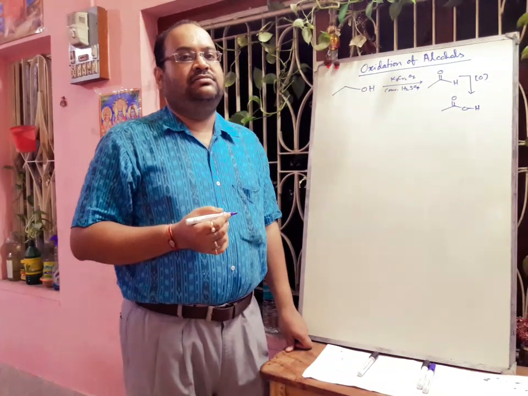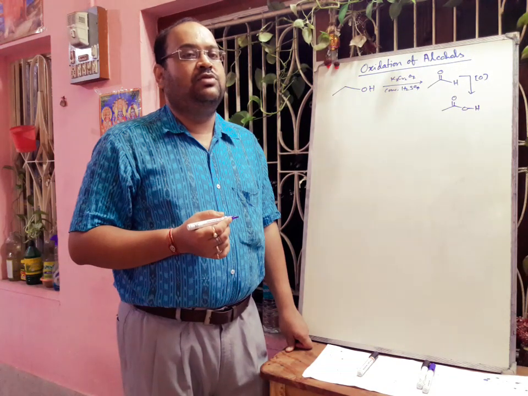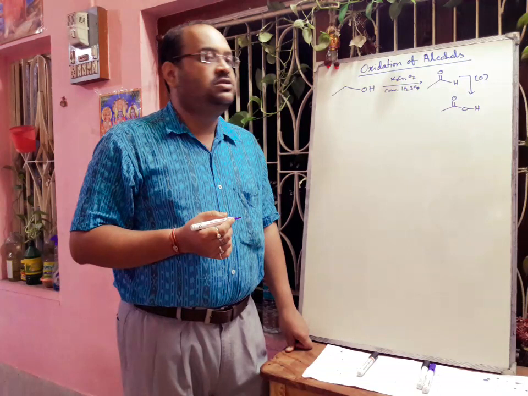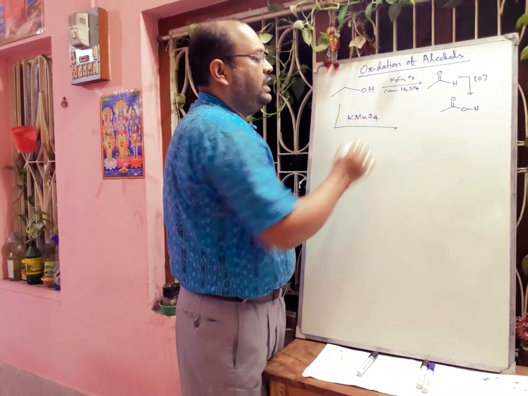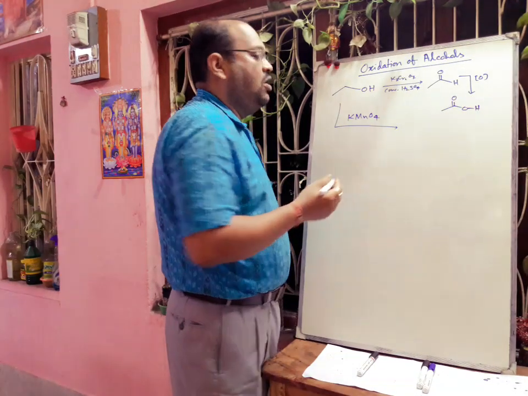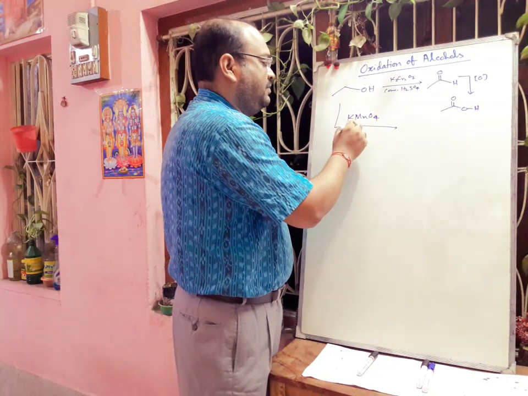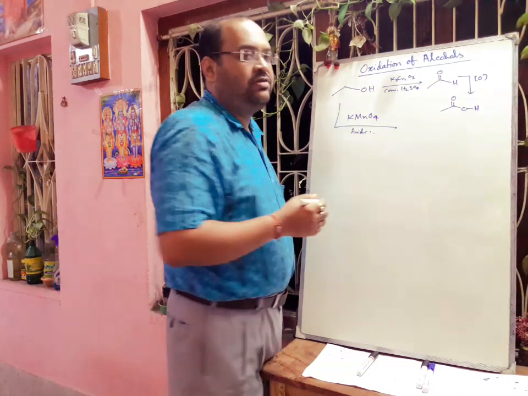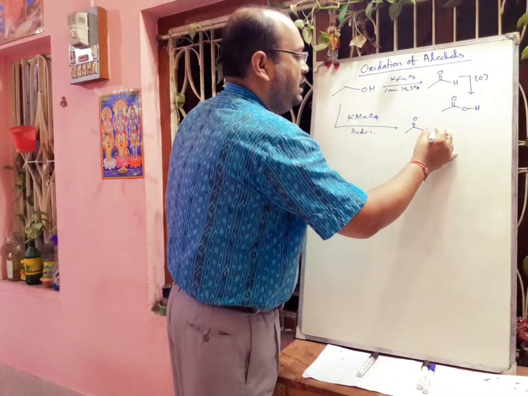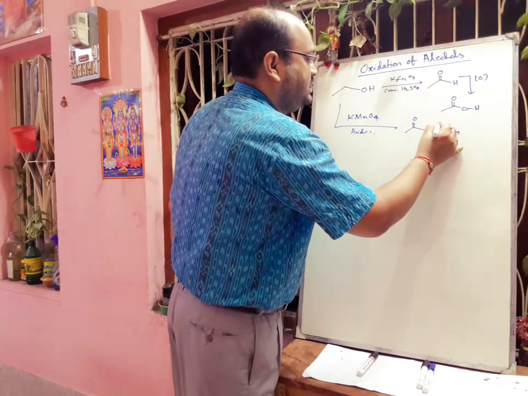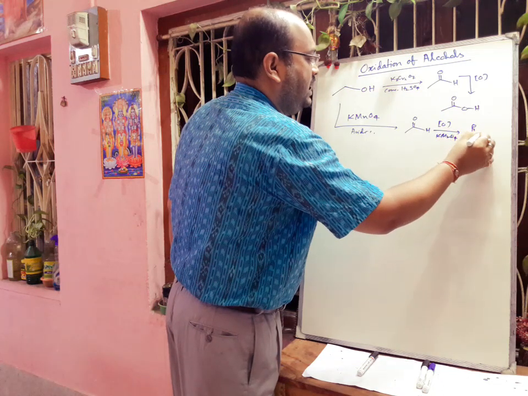Now in this type of reaction we also can use potassium permanganate. If we use potassium permanganate, KMnO4, we can use it acid catalyzed or base catalyzed. If we use acidic KMnO4, that will also first produce the corresponding aldehyde, and then the same reagent, KMnO4, will react with this aldehyde and form the corresponding acid.